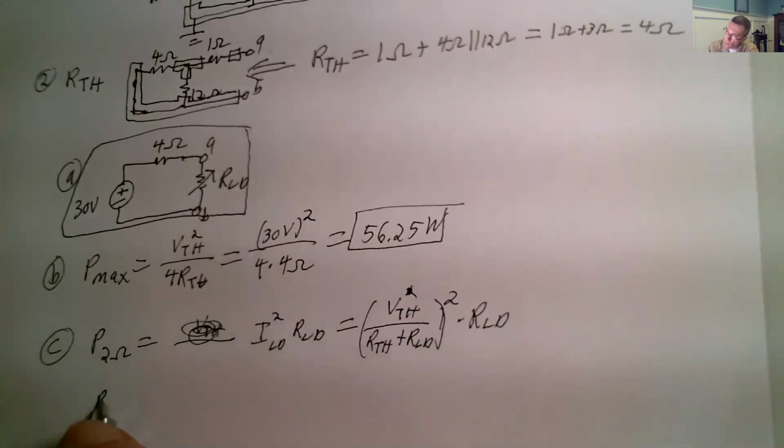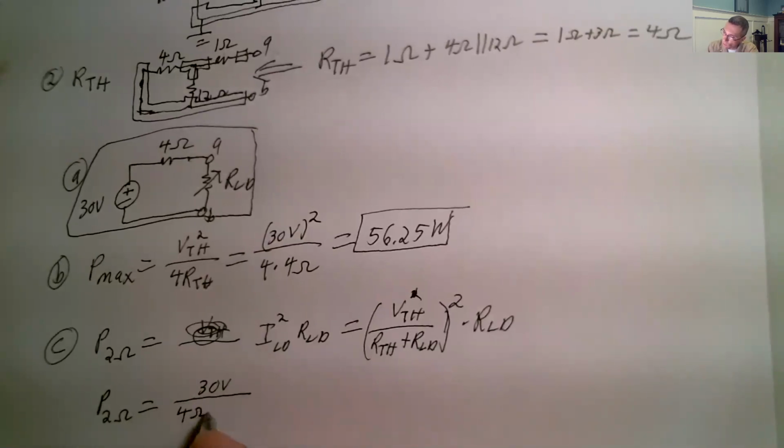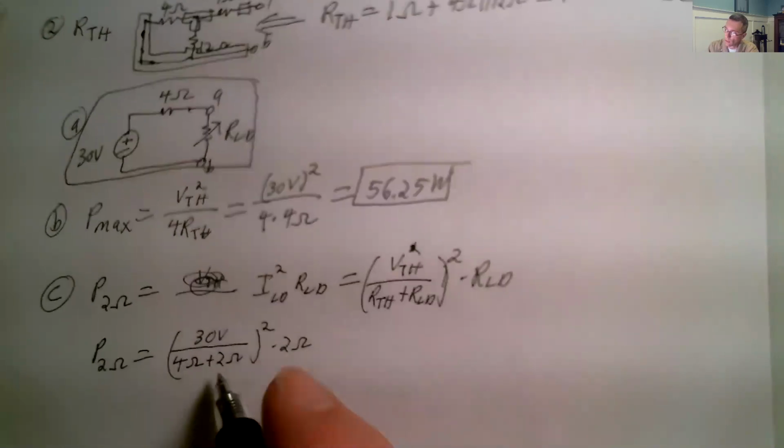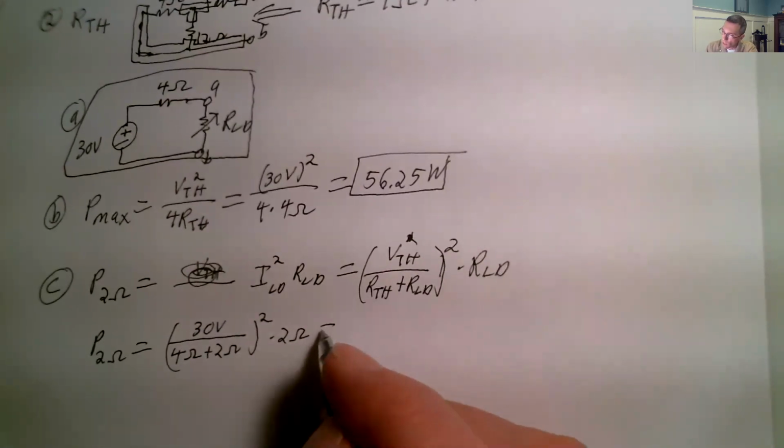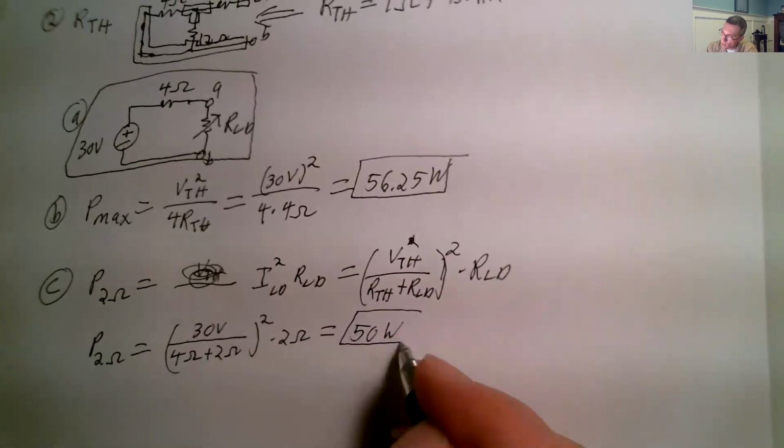So the P of the 2 ohms is equal to 30 volts divided by 4 ohms plus 2 ohms, that squared, times 2 ohms. So 30 divided by 6 gives us 5. 5 squared is 25, and 25 times 2 gives us 50 watts.